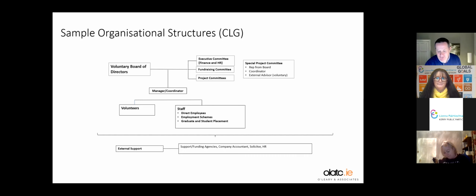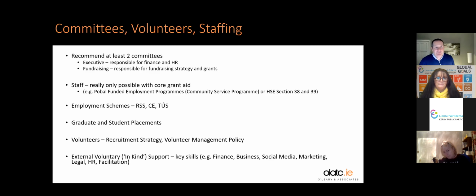So again, just make sure that if you are paying for it, that they can stand over it. Very important with certain things, but definitely with HR, definitely with contracts, anything to do with legal issues, very, very important. In terms of committees, as I said, I recommend 2 committees, an executive committee and a fundraising committee.